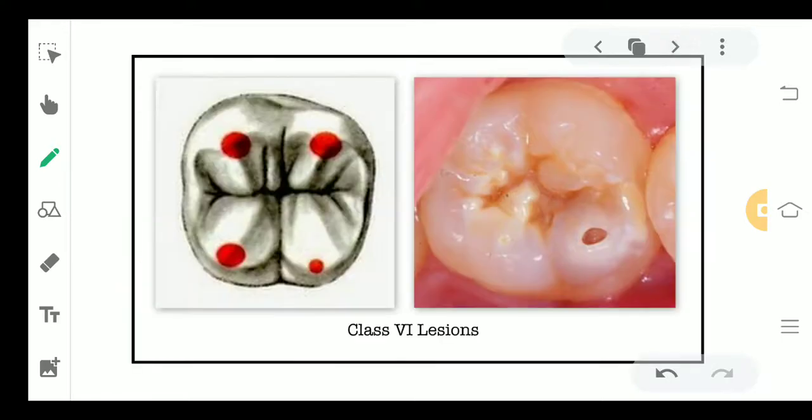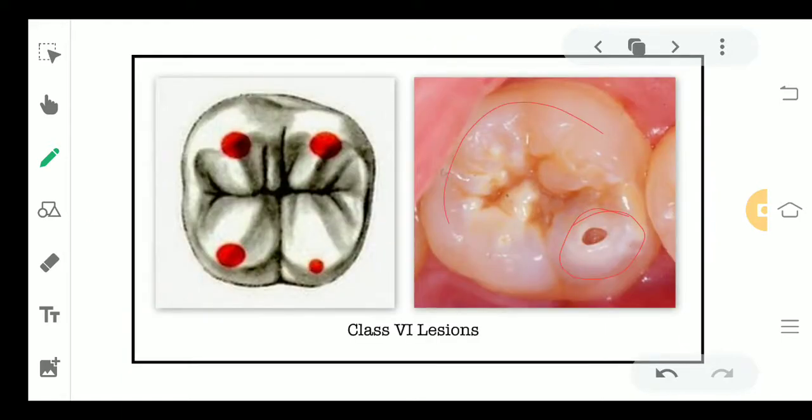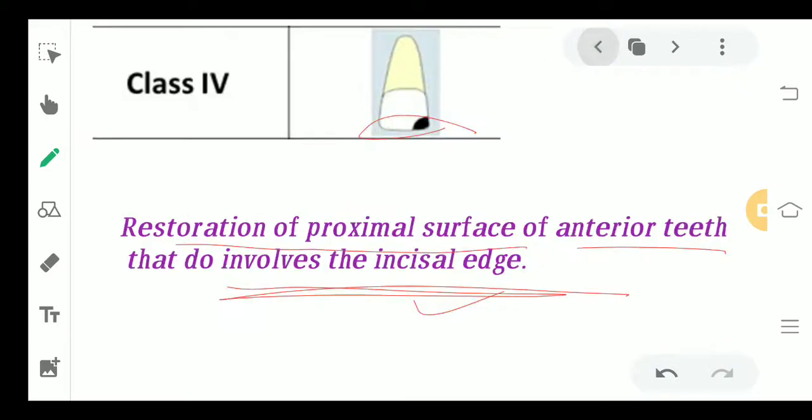Okay. Now you see here in this case, only the occlusal height is suffering from caries. Now these are the class 6 lesions. Okay, only the occlusal cusp height has been affected. There is no caries in the whole tooth, but only here we have the caries. And whenever we are talking about the high points of the teeth, then it is going to come under class 6. So these were all the classes of GV Black.